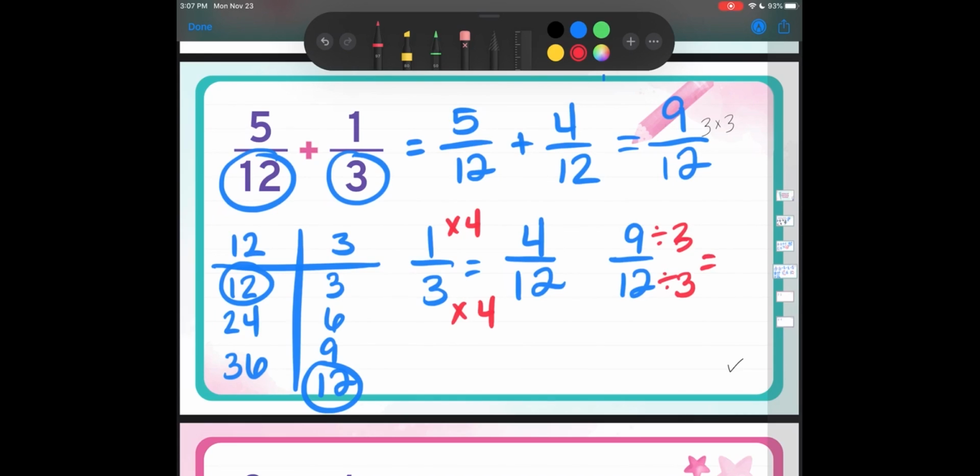We're going to take our 9/12 and divide both our numerator and denominator by 3 to simplify. Well, 9 divided by 3 is 3. 12 divided by 3 is 4. So our final answer ends up being 3/4. So 5/12 plus 1/3 was equal to 9/12, and that's simplified to 3/4.